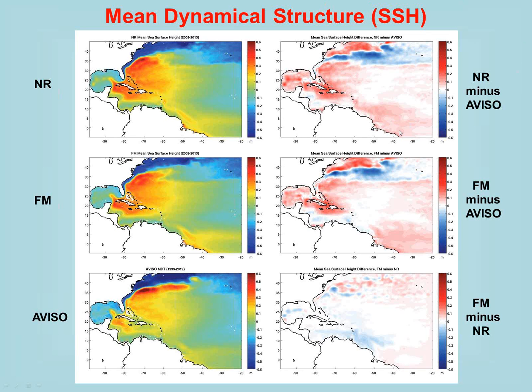And basically what you see here is that for the differences in the means, nature run minus AVISO and forecast model minus AVISO, these are the differences shown. The differences between the two models, as you can see, is smaller. So this comparison is a little bit disappointing because I'd like to see similar magnitudes of differences. But I want to point out that this is for SSH, and of course, the mean SSH is strongly controlled by the mean wind stress curl pattern.